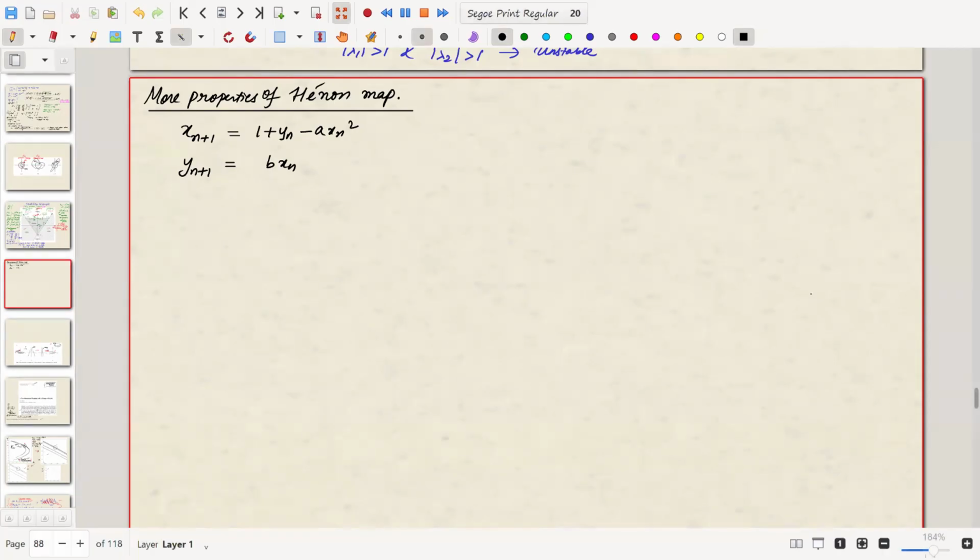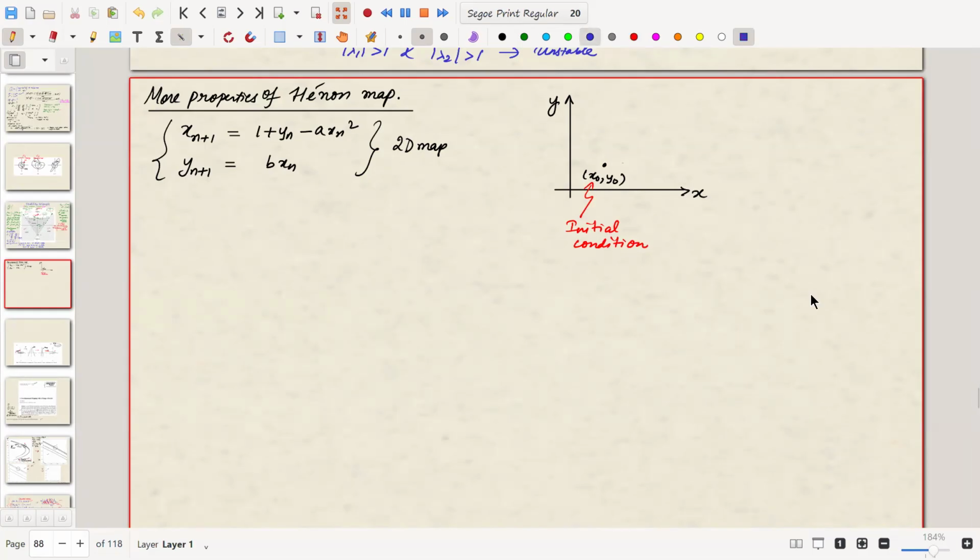So what is the concept of a map? We are taking this 2D map, x and y. What is our concept? You start from one point x naught, y naught. That is known as the initial condition, isn't it? And what we do, we apply our map f. This point will go to some other point, isn't it?